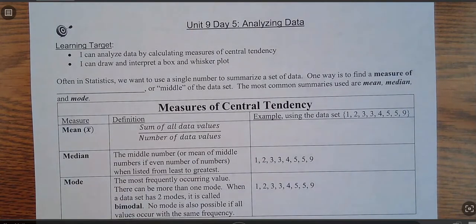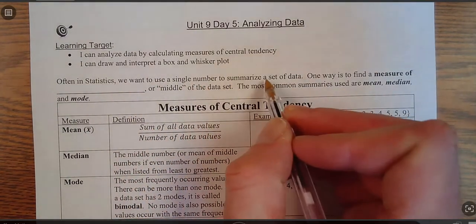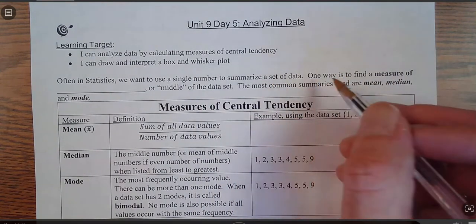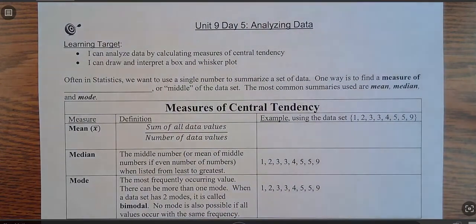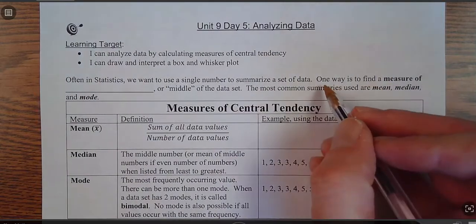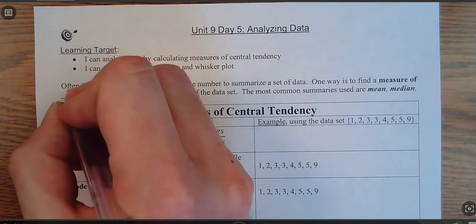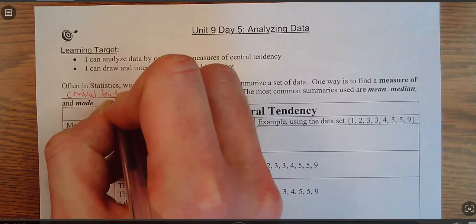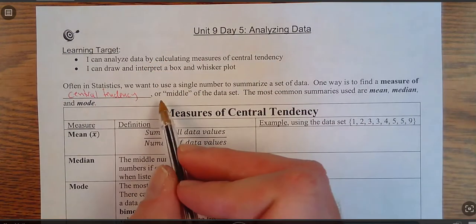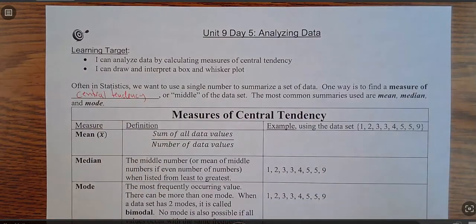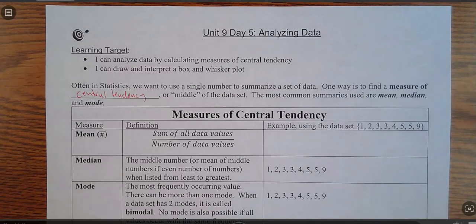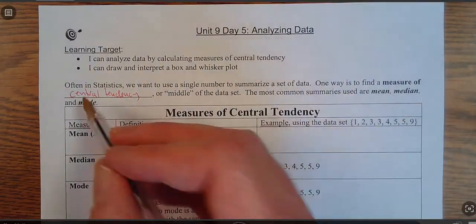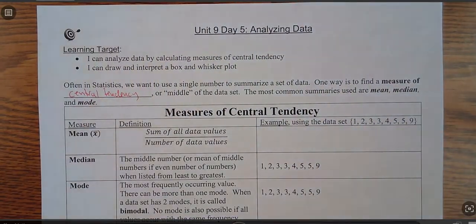So often in statistics, we want to use a single number to summarize a set of data. And obviously there are different ways of measuring, but it depends what you're looking for. One way is to find the measure of central tendency, or the middle of the data set. The most common way to summarize it is finding the mean, the median, or the mode.